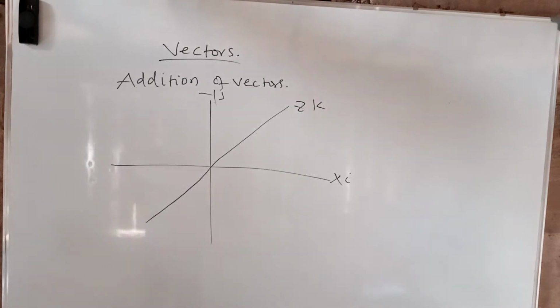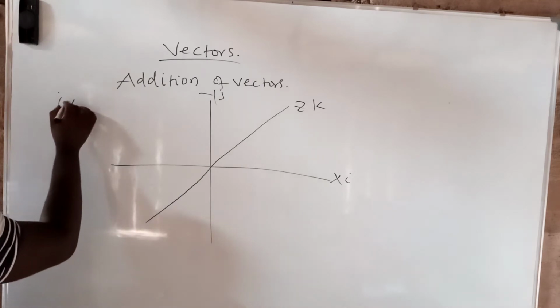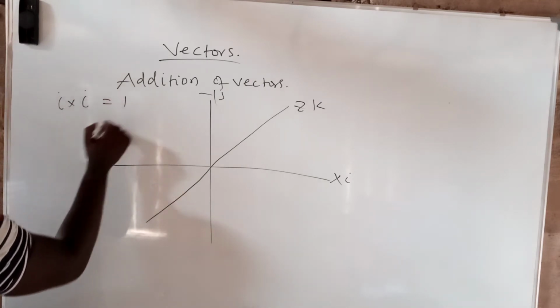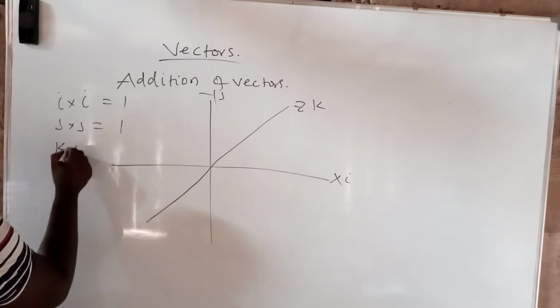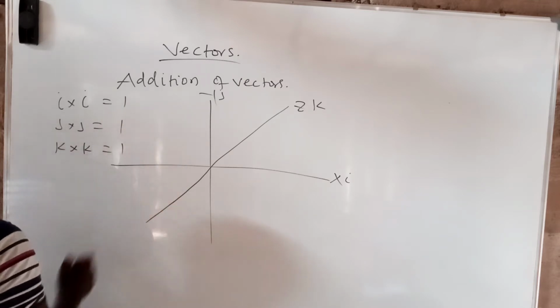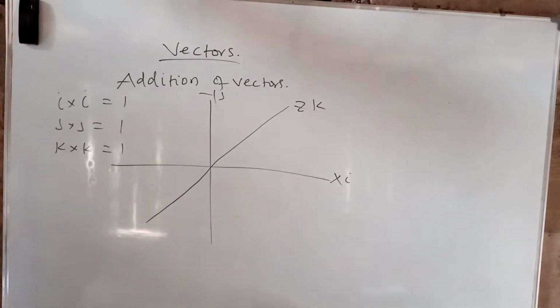So, of course, we are still in introduction, and I want you to know something. In vectors, be very careful. i times i will give you 1. j times j is equal to 1. k times k is still equal to 1. When we reach the proper introduction, I start giving examples, it will start making sense to you. Look at what I'm saying again.